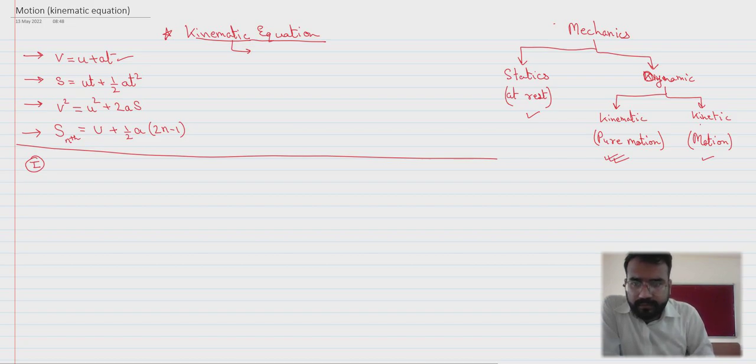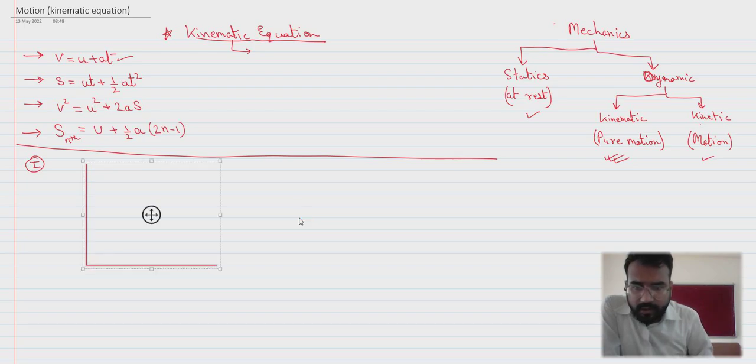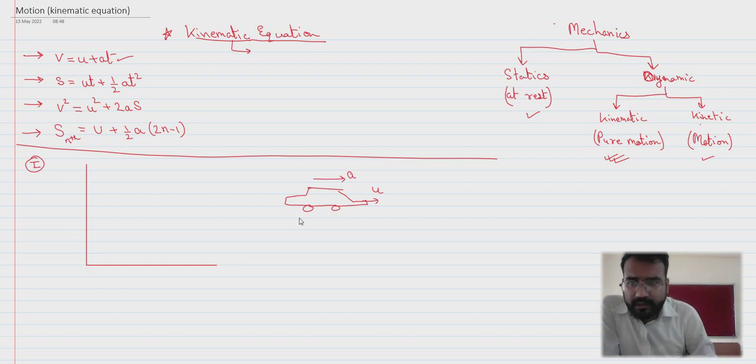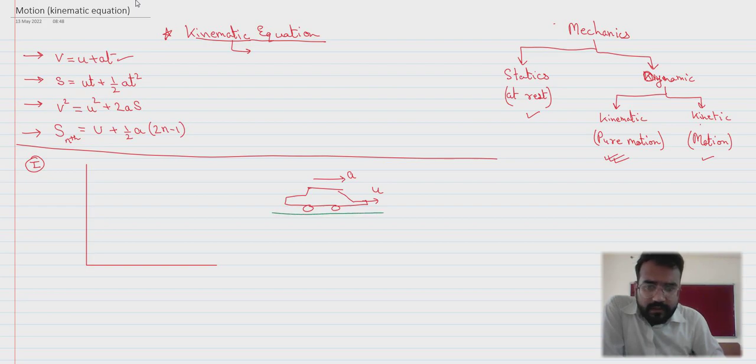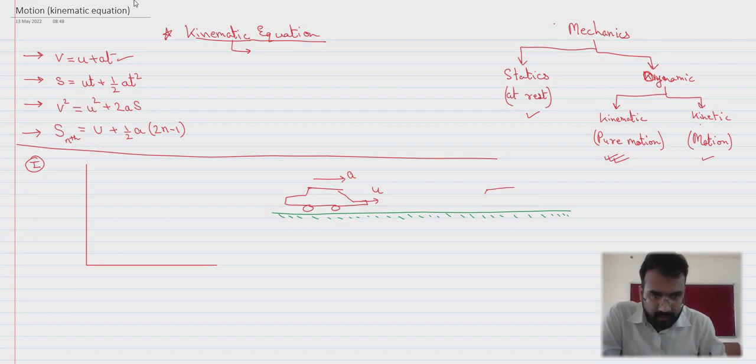Okay, so we have a motion, and in that motion let me draw the situation as well. Suppose this is a car moving with a velocity u, and due to the engine force it experiences an acceleration in the same direction. Now when it experiences the acceleration in the same direction, then at that time what happens? This is the car here. It achieves some velocity v, and during the journey the acceleration remains constant.